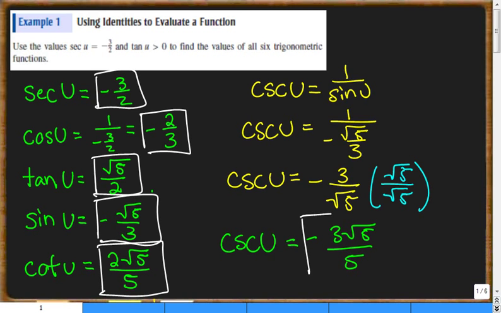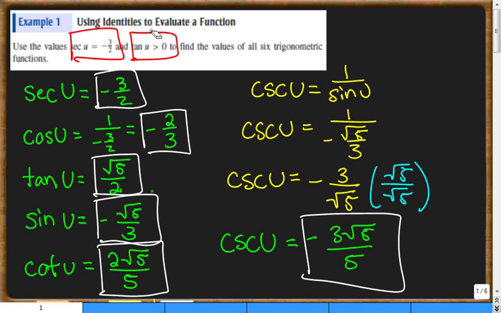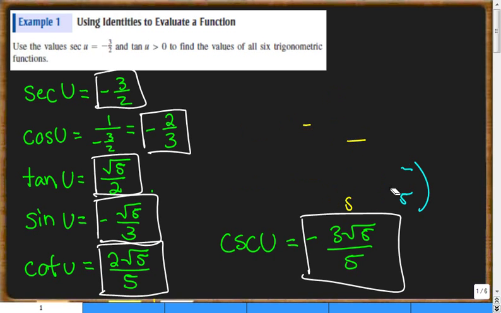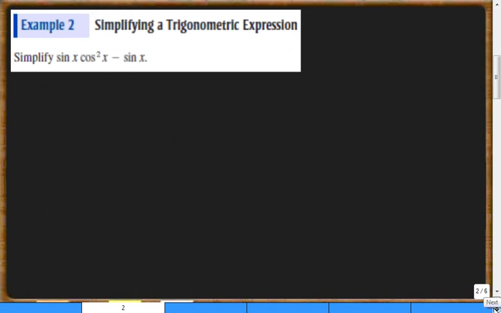So if we're given two pieces of information, mainly the value of one of our trig functions and the positive or negative aspects of another trig function, we can figure out all of this information. This is a pretty lengthy problem, but this is an example of how to find everything if you're just given a little bit of information.